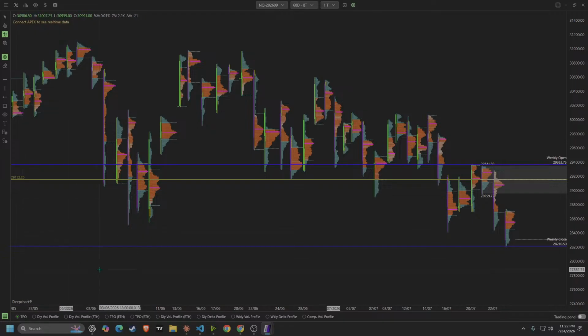a level below the weekly close to reference. So if we're looking for a reversal, we have to look to the left. So we have to keep looking to the left. So it's 60 days by tick.